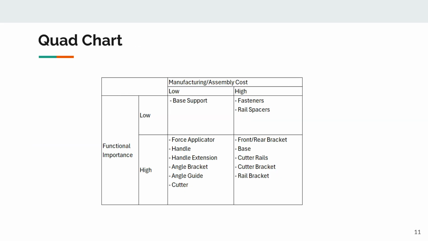This is our quad chart for our assembly. Our low functionality, low cost part is our base support, and our high cost, low functionality parts are our fasteners and rail spacers, which we'll be considering for elimination. Our high functionality, high cost parts are the front and rear brackets, base, cutter rails, cutter bracket, and rail bracket, which will be included as a part of our DfM DFA for improvement.